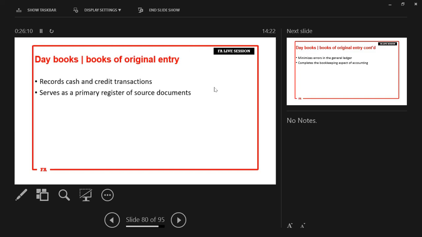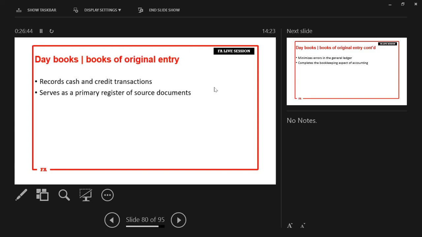So today we're looking at the two steps in our accounting cycle. We started with the source documents. Now we are moving on to another place, which is called the day books. So our day books are also known as what? Books of what? Original entry. These day books record cash and credit transactions, simply a list of what? Business transactions by order of date and time.